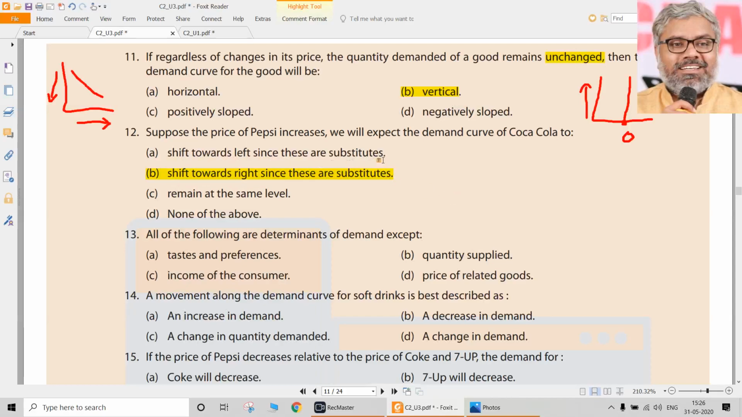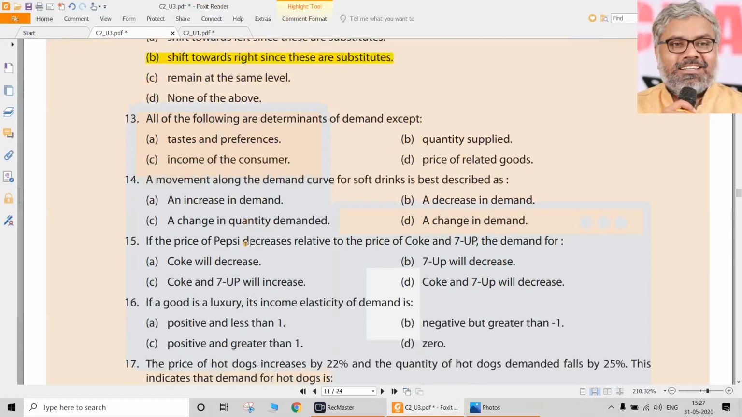A also says they are substitutes, but it is giving a wrong answer, because it is telling that the shift is going to happen to left. So it is not going to happen to left. Left means decrease. But that is not what is going to happen here, because the price of the Pepsi is increasing. First we have to understand the impact on the demand of Pepsi. So if the price of the Pepsi increases, demand for Pepsi decreases. When the demand for Pepsi decreases, demand for Coke increases. That means the demand curve shifts rightwards. That is answer B, Bombay, for question number 12.